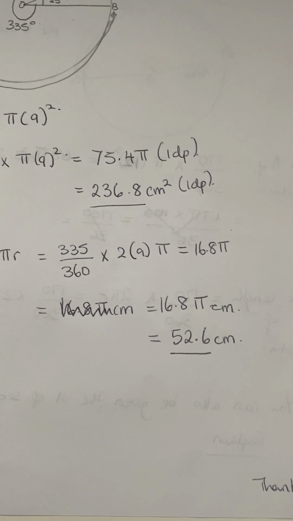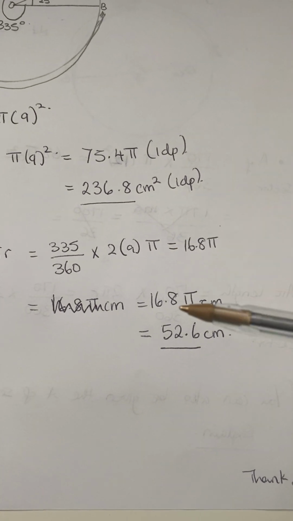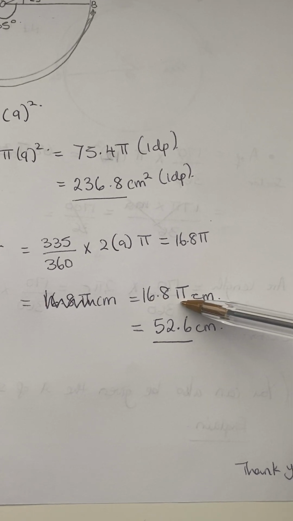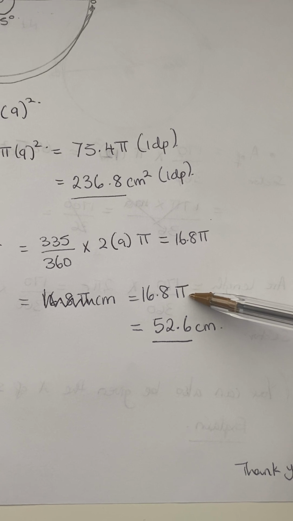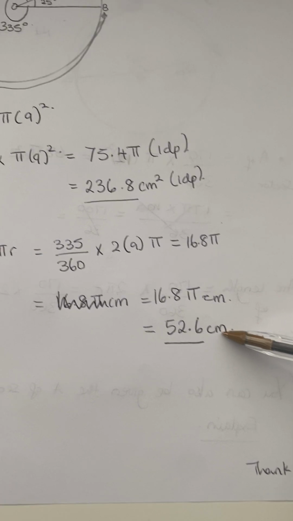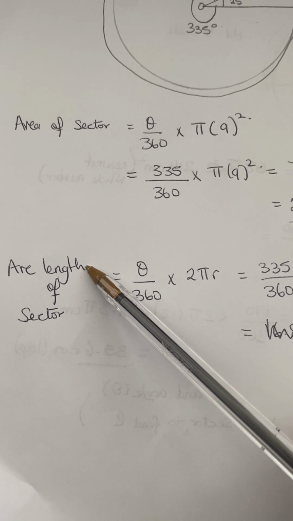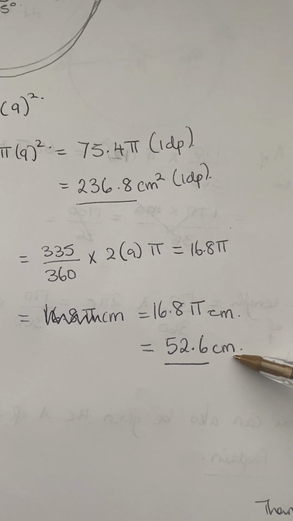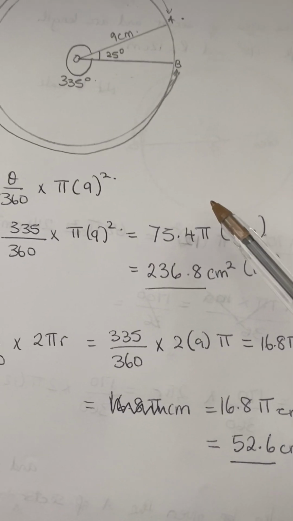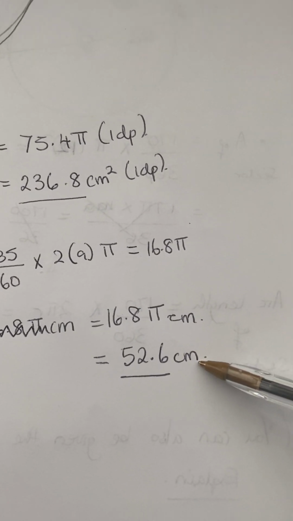I've shown you where the pi sign is. You need to press shift and press pi on the calculator. So 16.8 times pi, you get 52.6 centimeters. Now arc length, the clue is in the length, so your answer will be in centimeters, not centimeters squared. Area will be centimeters squared. Arc length will be centimeters.